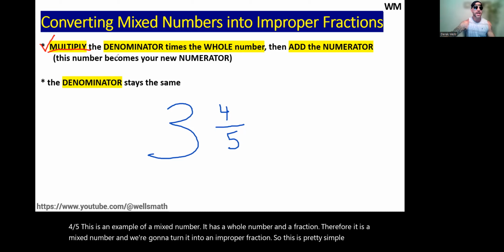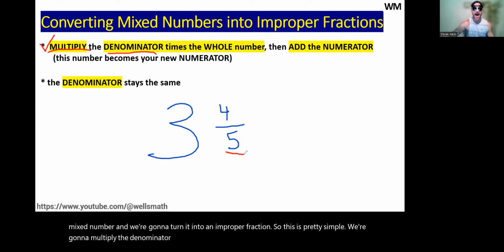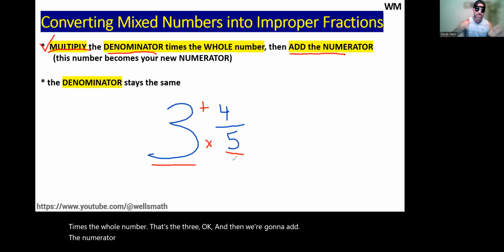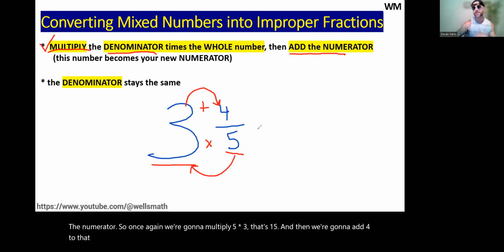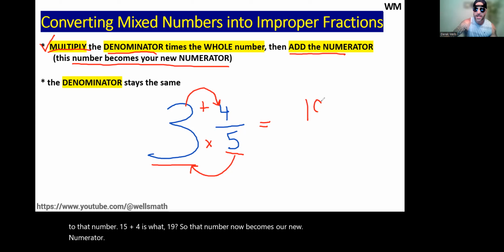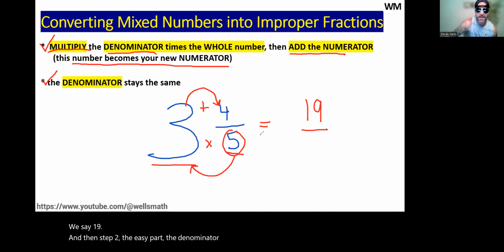We're going to multiply the denominator, the 5, times the whole number, that's the 3, okay? And then we're going to add the numerator. So once again, we're going to multiply 5 times 3, that's 15. And then we're going to add 4 to that number. 15 plus 4 is 19. So that number now becomes our new numerator. We say 19. And then step 2, the easy part, the denominator is just going to stay the same.